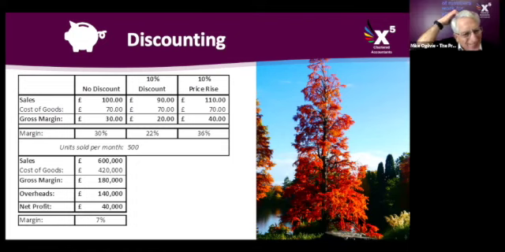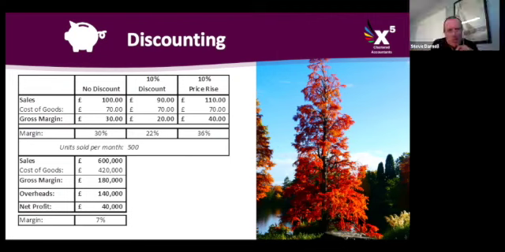Okay. If you're selling 600 units per month, you would be selling £600 worth of sales. If cost of goods are 420, gross margin 180, minus overhead 140, we've got £40,000 net profit. So 7%, is that good? Is that bad? Depends on the business, but at least it's a profit.